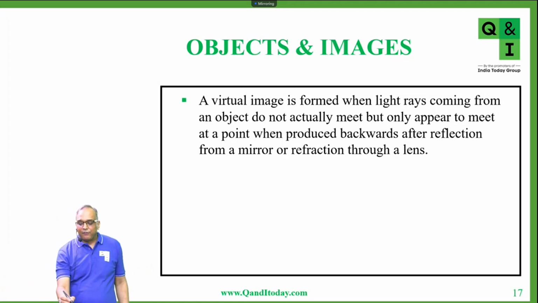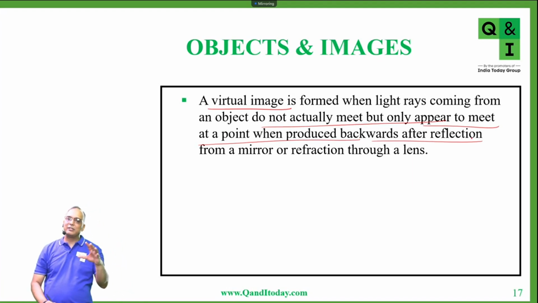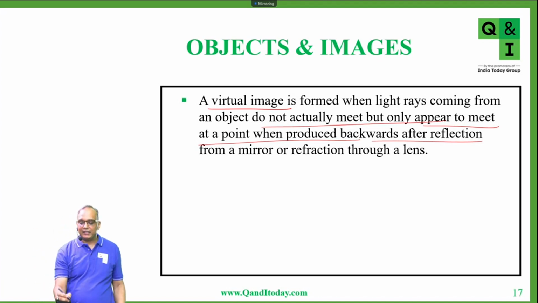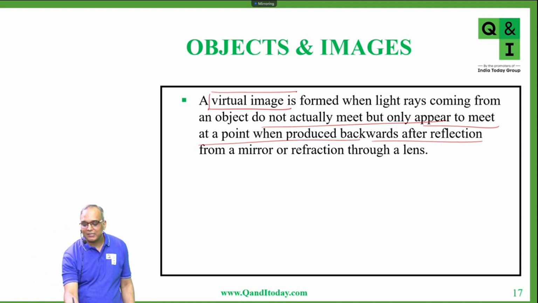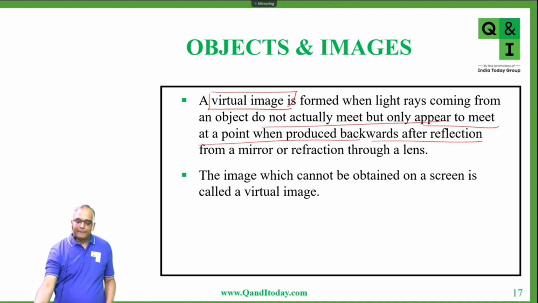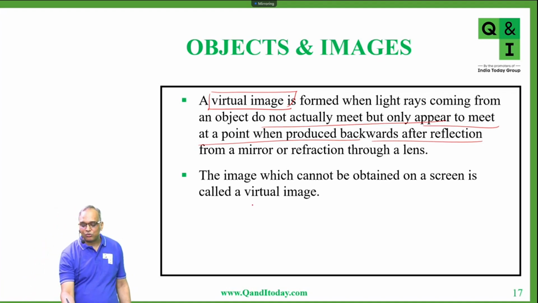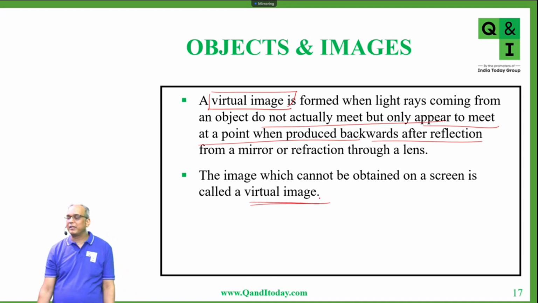So a virtual image is formed when light rays coming from an object do not actually meet, but appear to meet at a point when produced backwards. When you produce them backward, they appear to meet at a point, and that point is where the virtual image is formed. An image which cannot be obtained on a screen is called a virtual image.